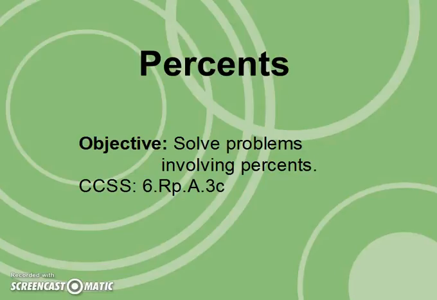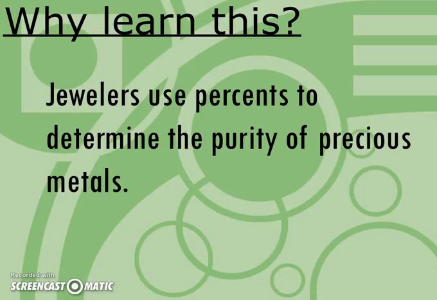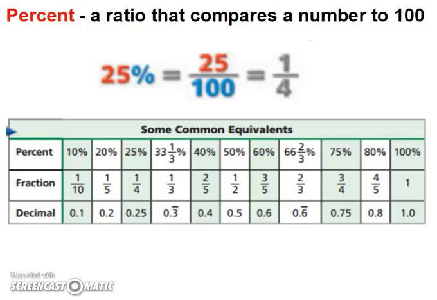Percents. Our objective is to solve problems involving percents. Why learn this? Jewelers use percents to determine the purity of precious metals. Well, what exactly is a percent? A percent is a ratio that compares a number to 100. So 25% is like saying 25 over 100, which is in fact 1/4.